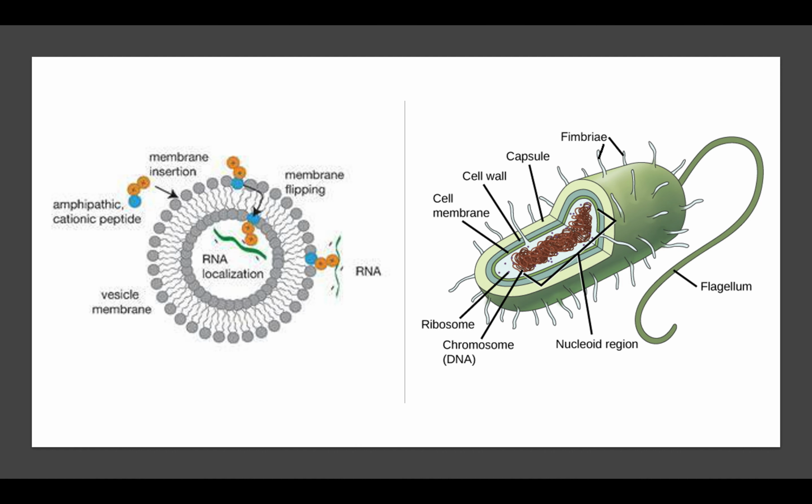So in this slide, I just have an image of what we would consider a protocell on the left, which may have been those very, very first cell-type organisms that existed. And then on the right, I have a traditional prokaryote, like we've spoken about in class.